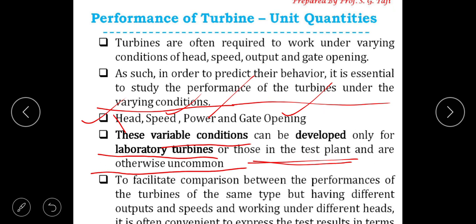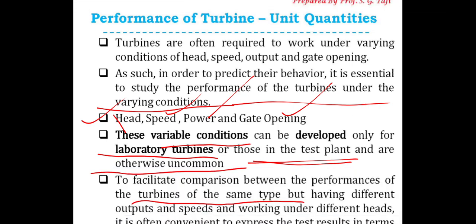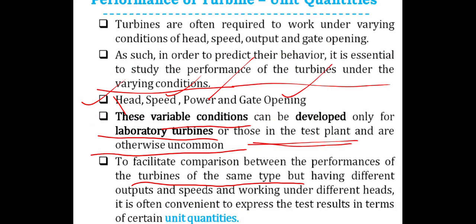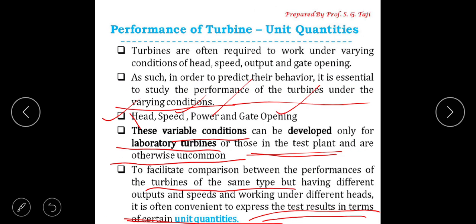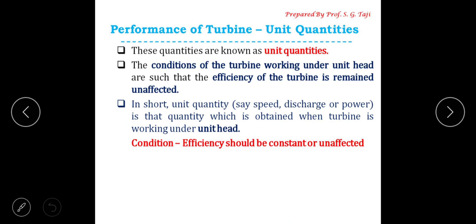To facilitate comparison between the performances of turbines of the same type, that is important. I have already said at the beginning, same type but having different outputs and speeds and working under different heads, it is often convenient to express the test results in terms of certain unit quantities. Therefore, these quantities are known as unit quantities.